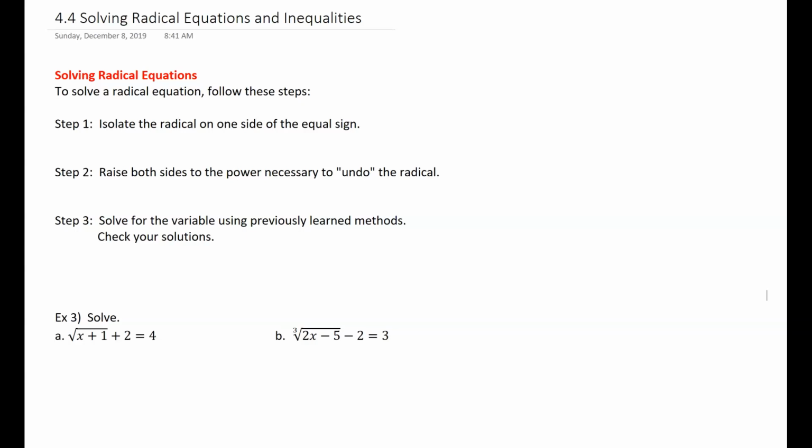Hi guys, so today's lesson is on solving radical equations and inequalities. So we'll start with some basic guidelines here.